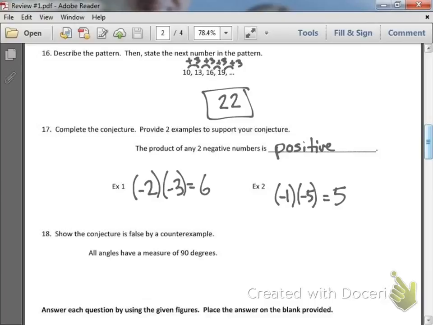Alright, next, we want to show that this conjecture is false using a counterexample. The conjecture is all angles have a measure of 90 degrees. So give me an angle that would prove this is not correct.